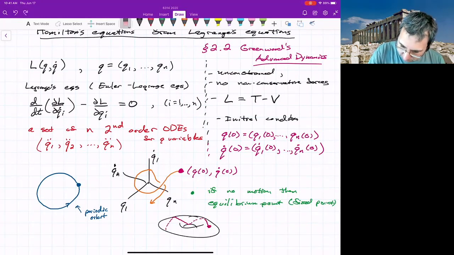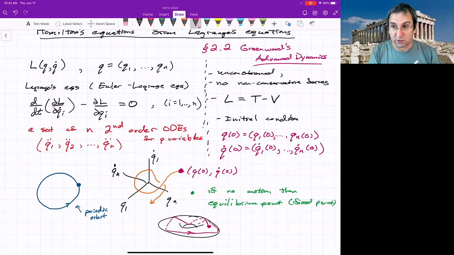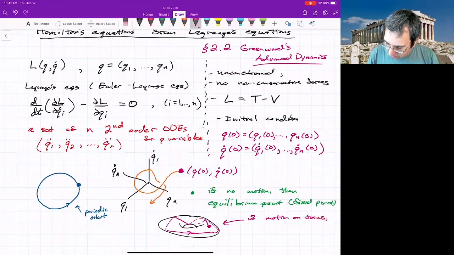What's going on here? And this doesn't necessarily have to come back onto itself. Maybe it just wanders on the torus forever. So if motion is on a torus, then we have quasi-periodic motion.